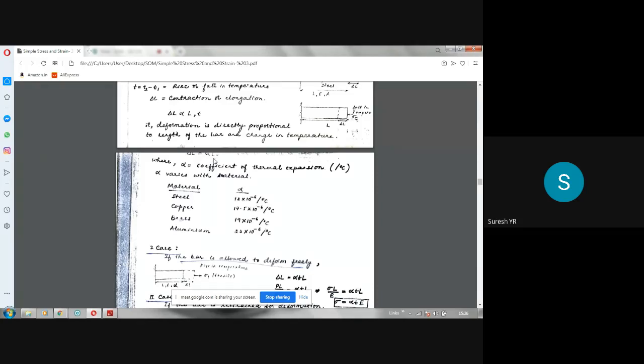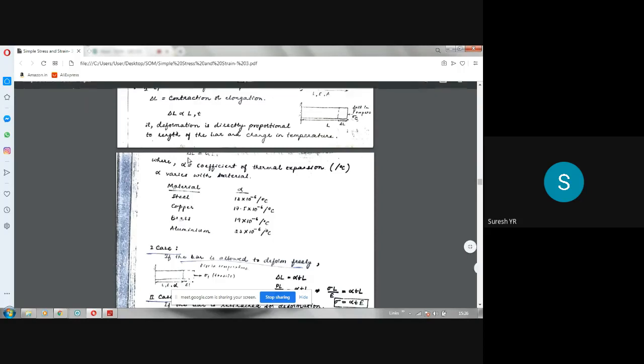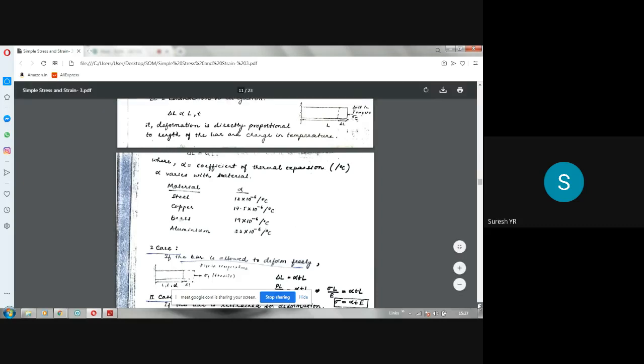Now, alpha into L into T gives the expression for the elongation or contraction when a bar is subjected to temperature rise or fall. So that is very important. Delta L normally will be expressed in millimeters. Alpha is expressed as number per degree centigrade. L will be in millimeters. T will be in degree centigrade. If you substitute the units, alpha per degree centigrade into L in millimeter into T in degree centigrade, the degree centigrade gets cancelled, and you will be getting only mm. So delta L will be expressed in millimeter, a very small number.